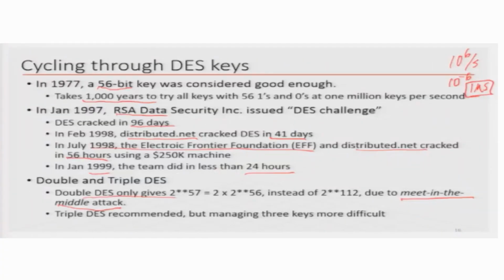But it turns out that there is a meet in the middle attack by which you try from both sides, and therefore double DES is equivalent to having a strength of 57 bits rather than 112 bits. So, NIST recommended that you use triple DES, which is safer. Now, triple DES means that you have to have 3 keys for each pair of communicators, so that would make this key management issue even more problematic than before.